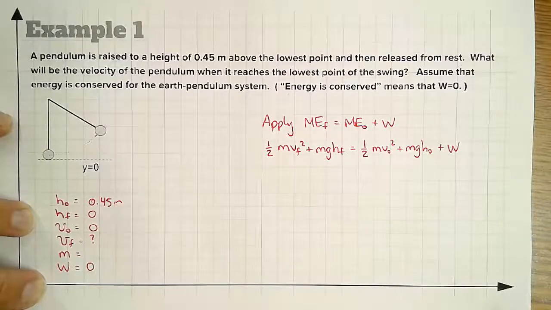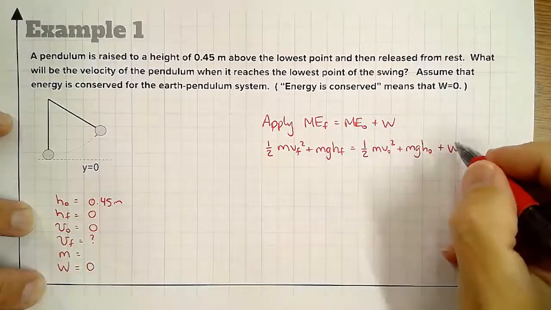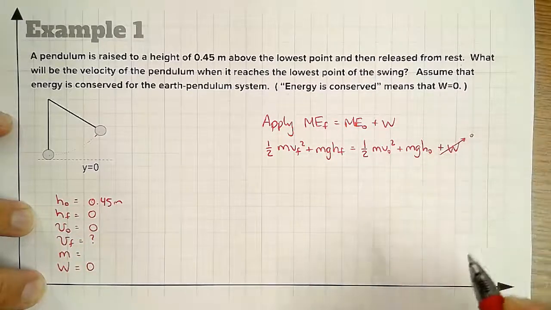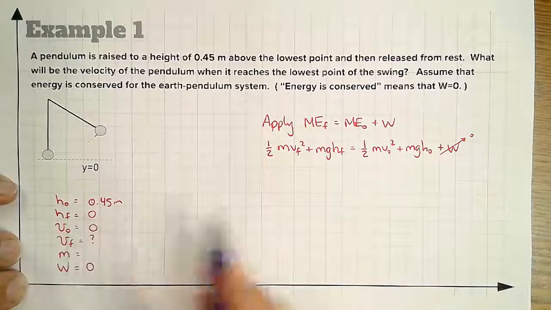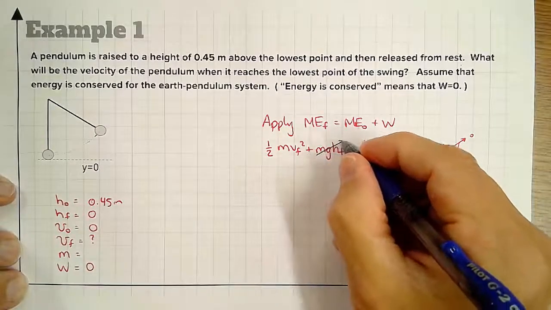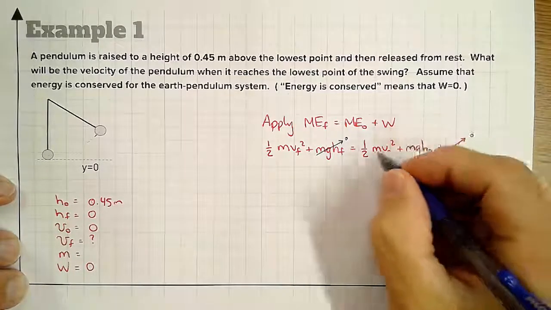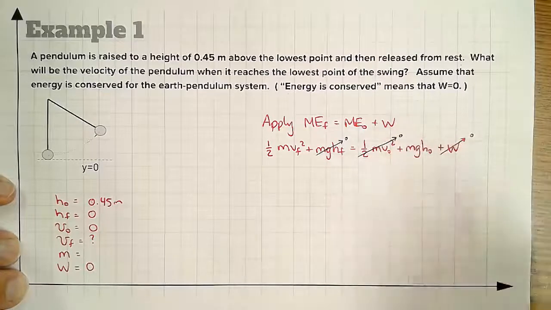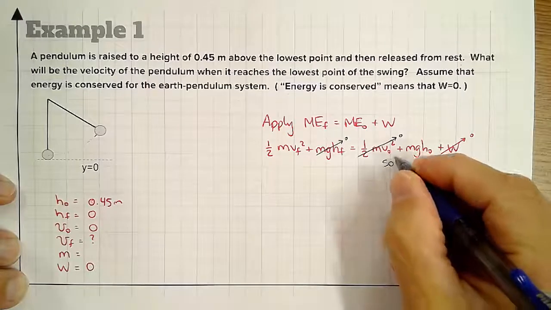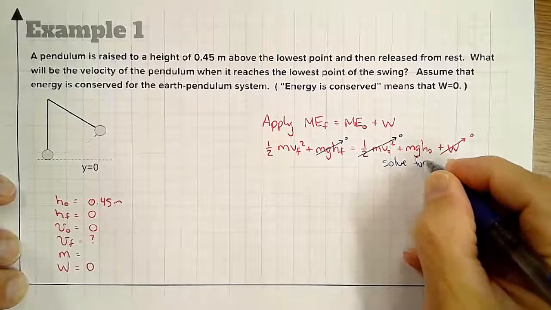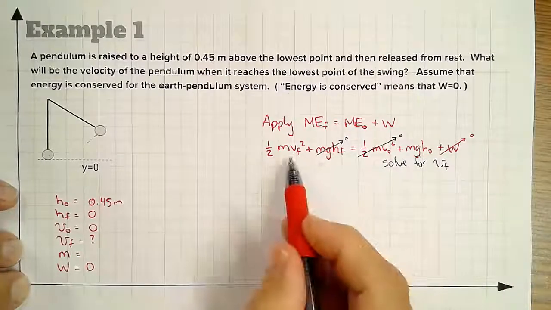Okay? Now, it's easiest to clobber things that are 0, so since the work is 0, that term is going to disappear. And since the final height is 0, this term here is going to disappear. And since the initial velocity is 0, this term is going to disappear. And so our plan is going to be to solve what is left for v final. And we're going to solve it algebraically. We're going to find an expression for the v final right here.